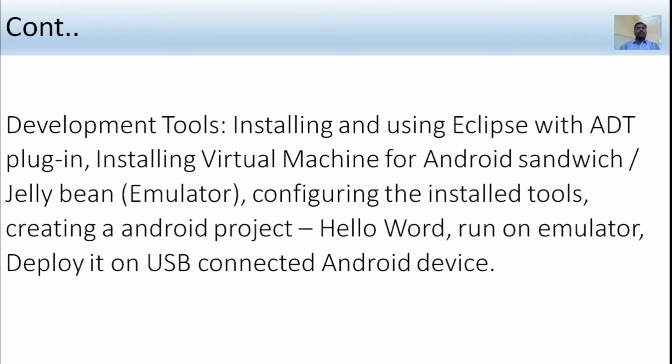Next, continuing the first unit syllabus. Again the development tools: installing and using Eclipse with the ADT plugin, installing a virtual machine for Android Sandwich and Jelly Bean emulator, configuring the installed tools, creating an Android project, Hello World, running on the emulator, and deploying it on a USB-connected Android device. So this is all of the first unit syllabus.